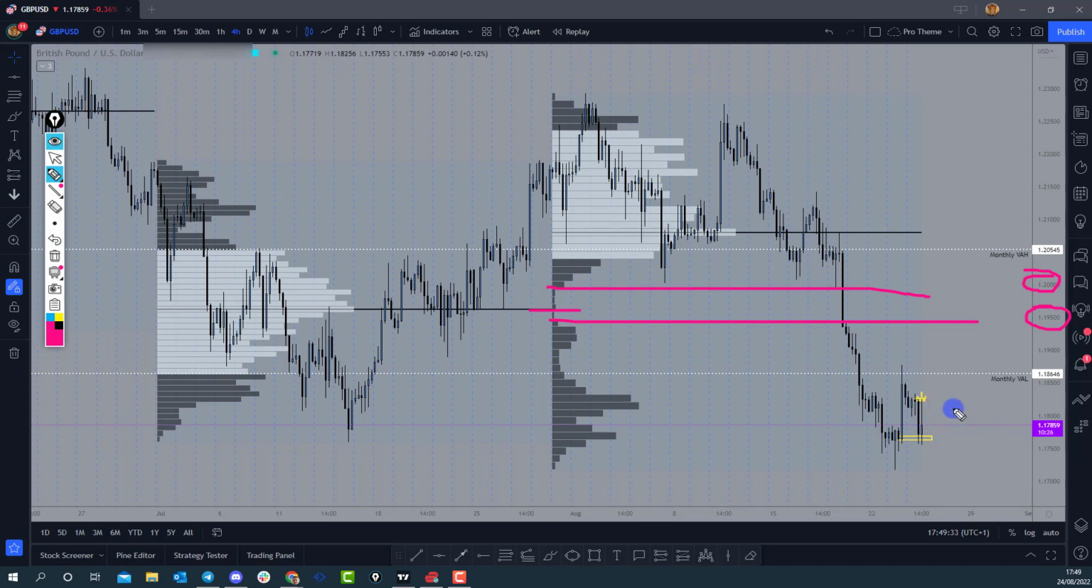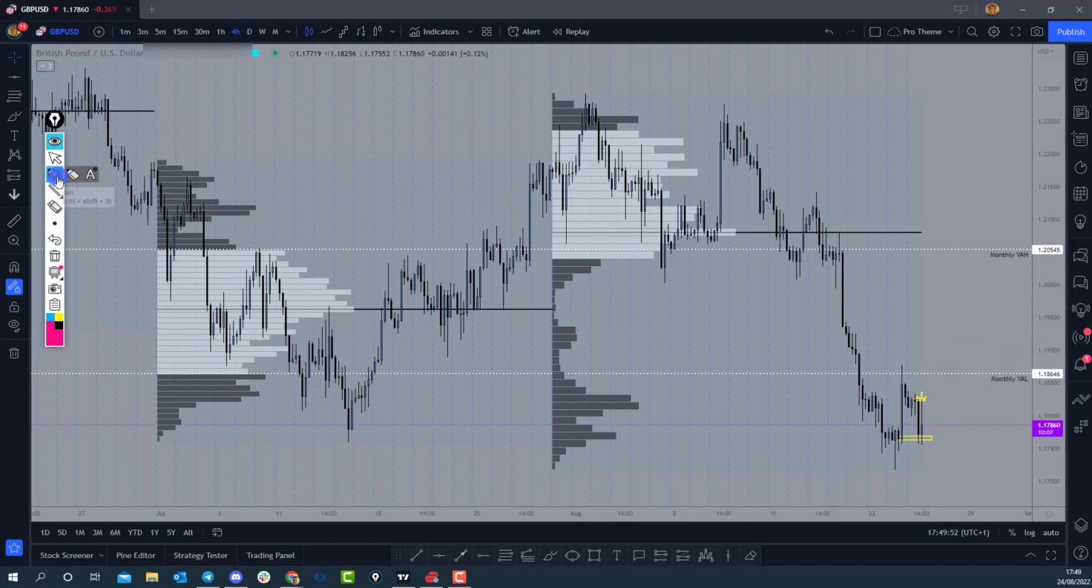So what could we derive from that? What could we build as the bigger picture? Well, auction market theory suggests that if price was to trade back within a value area like we have from here to here, then we could see price trade to the other side.